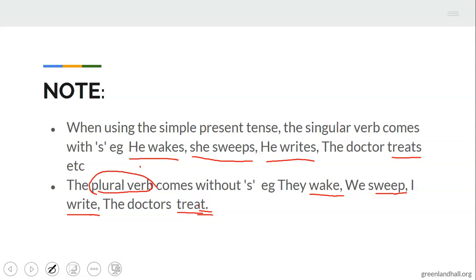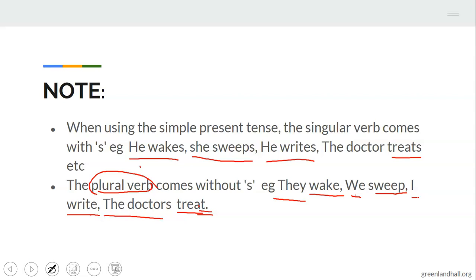Let me say it again. A singular verb comes with S, while a plural verb does not come with S. Then a plural verb goes with a plural subject. How do you know that the subject is plural? It will be more than one. They, we, doctors. They are more than one. I is a plural pronoun in English language. You may be looking at it and say, I is only one person. But in English language, I is a plural pronoun. So you look at it as a plural, so the verb that comes after I should be a plural verb.